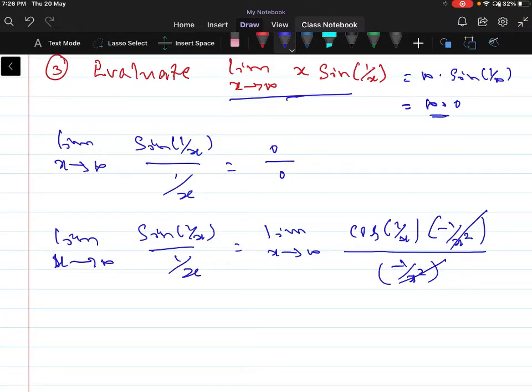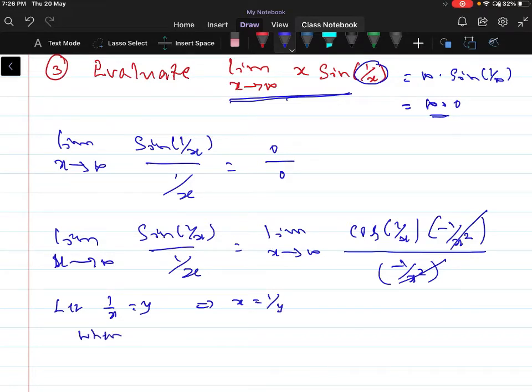It can be solved in another way. Let us take 1 by x as a substitution. Let 1 by x be equal to y. So this implies x is equal to 1 by y.